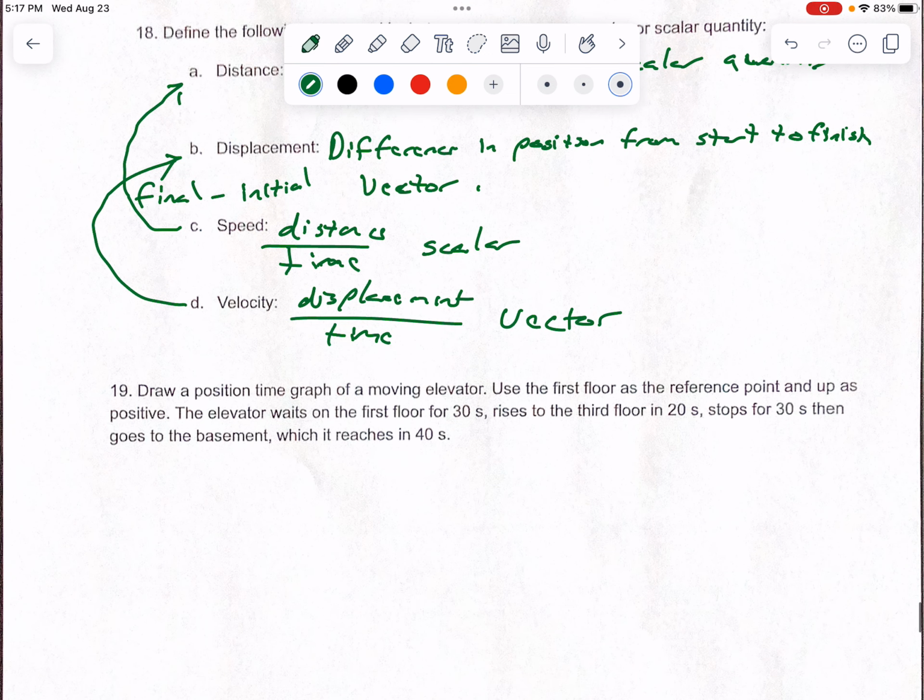Okay, number 19, last one. Draw a position versus time graph of a moving elevator. Use the first floor as a reference point. That's probably where we're going to start, with up as positive. The elevator waits on the first floor for 30 seconds, rises to the third floor for 20 seconds, stops for 30 seconds, and then goes to the basement, which it reaches in 40 seconds.